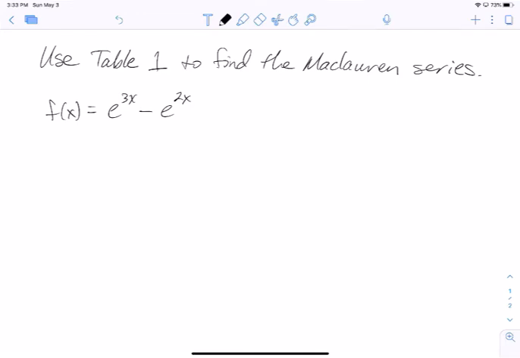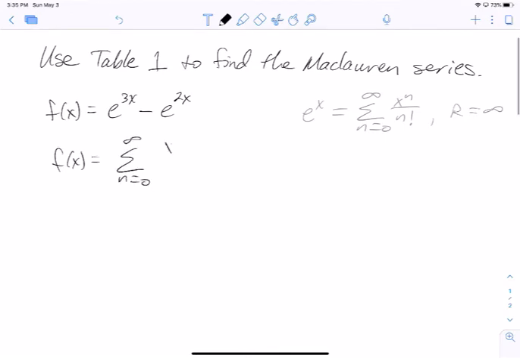Use table 1 to find the Maclaurin series for f of x equals e to the 3x minus e to the 2x. Referring to table 1, we see that e to the x has the expression sigma as n goes to infinity of x to the n over n factorial and a radius that is infinite. So f of x here is going to equal the sum as n goes from 0 to infinity of x cubed to the n over n factorial minus the sum as n goes from 0 to infinity of x squared to the n over n factorial.